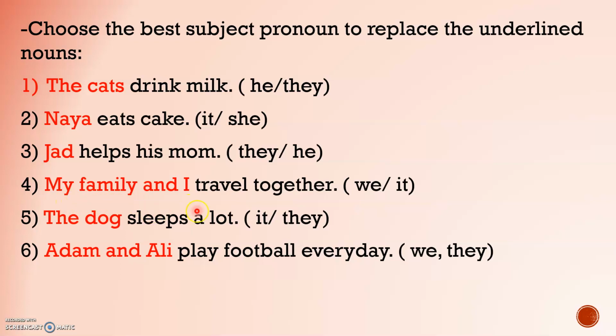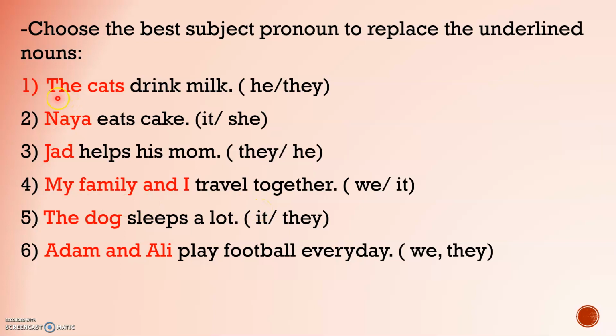Now, my family and I travel together. Who travels together? My family and I. Do we have only one subject, singular subject? No, we're talking about a group, and I am forming a part of this group. So we're going to use the subject pronoun, which is we, because my family and I, نحن, okay? The dog sleeps a lot. We're talking about the dog. Who sleeps a lot? The dog. So we have a singular subject, which is the dog. When we have a singular subject, singular animal, or one thing, we use the subject pronoun it, okay?